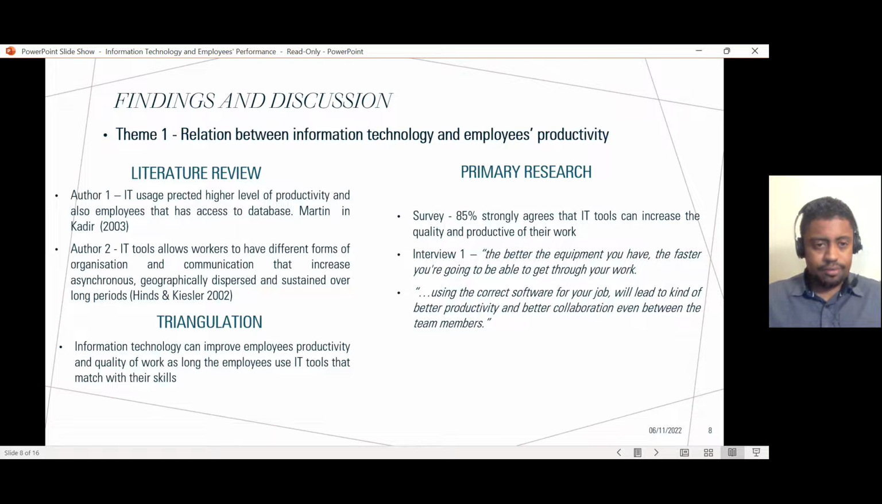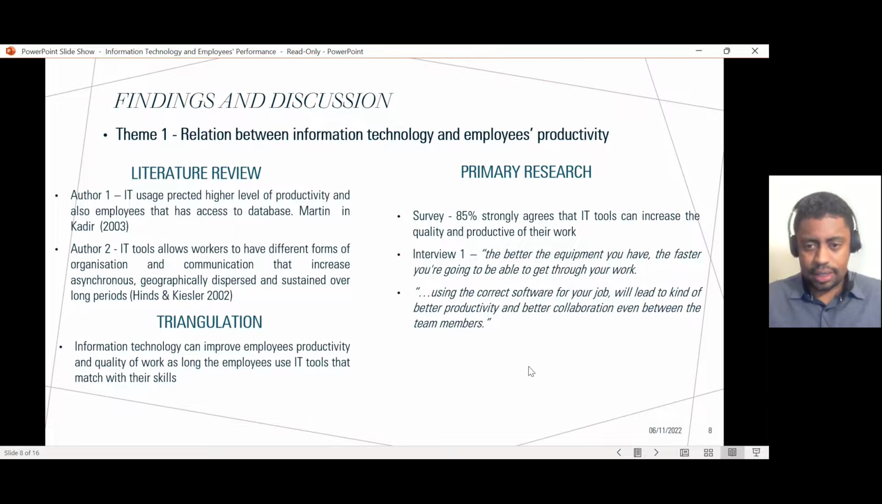Okay, findings and discussion. The first theme, the relation between information technology and employees' productivity. Yes, there is a relation, and from my primary research, 85% agree that IT tools can increase the quality and productivity of their work. One of my interviewees said that the better the equipment you have, the faster you're going to be able to get through your work.